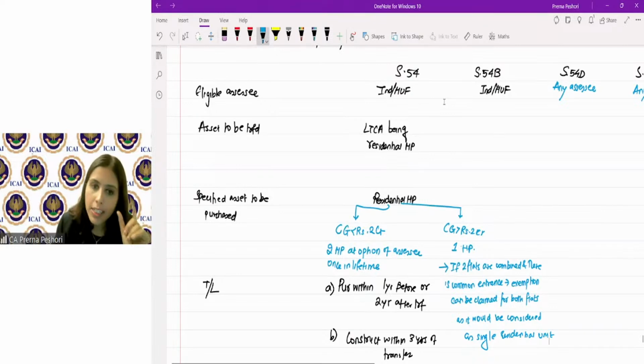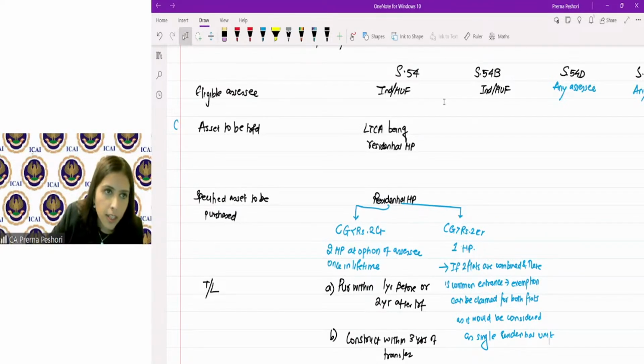Fine. The next one is section 54B. Now section 54B is again applicable to only individual or HUF. Now here, what should be the capital asset that is transferred? Here, the capital asset which is to be transferred, you can write down just capital asset and not just asset, is the agricultural land. Is the agri land.